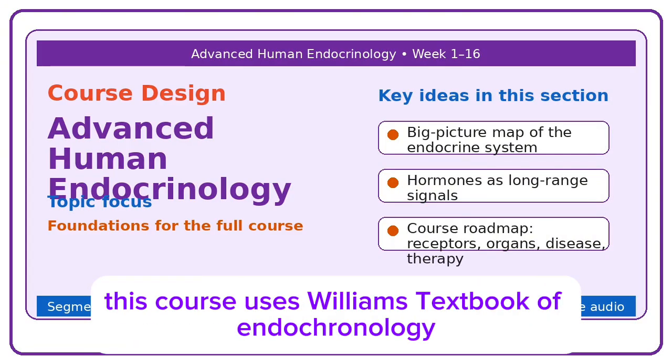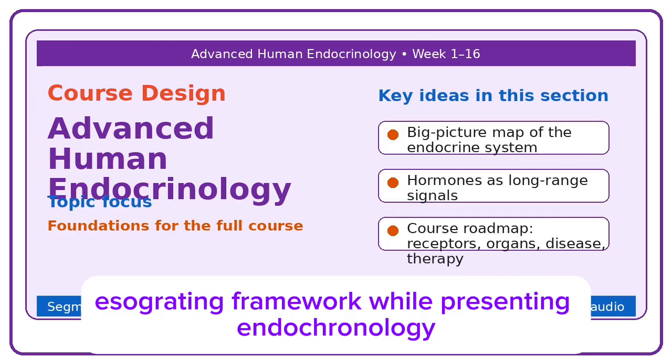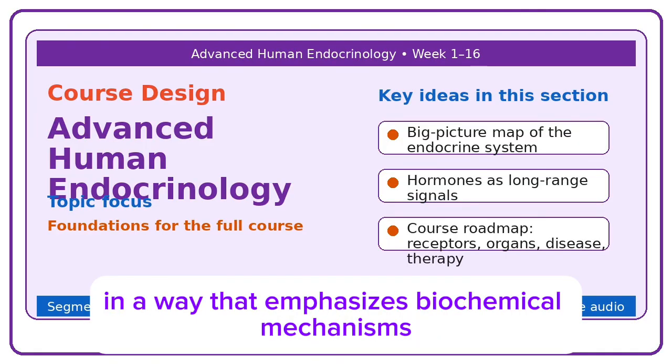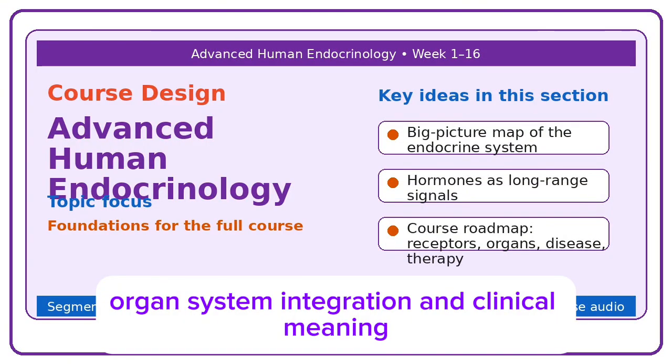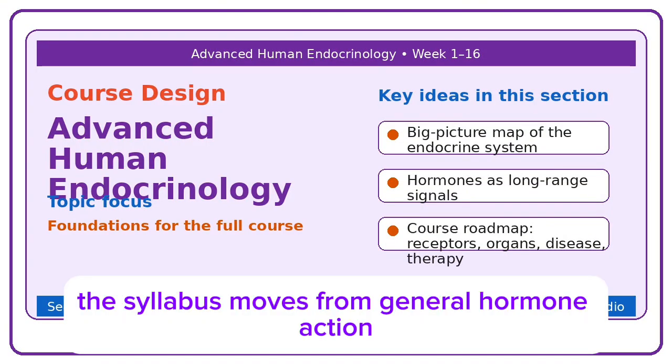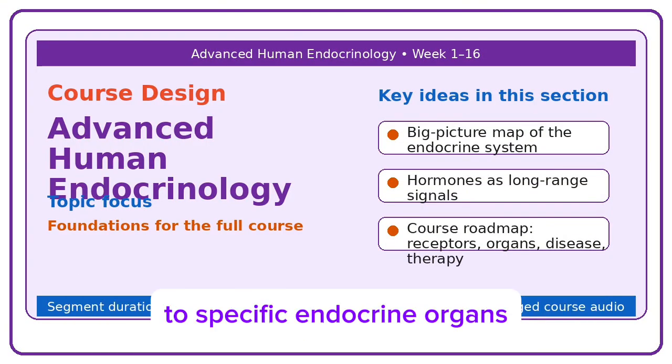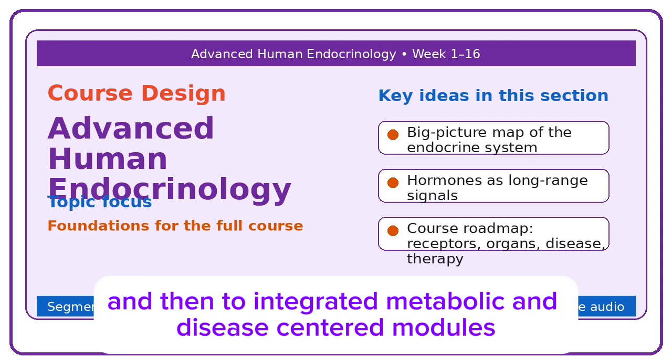Section summary. This course uses Williams' Textbook of Endocrinology as a guiding framework while presenting endocrinology in a way that emphasizes biochemical mechanisms, organ system integration, and clinical meaning. The syllabus moves from general hormone action to specific endocrine organs and then to integrated metabolic and disease-centered modules.